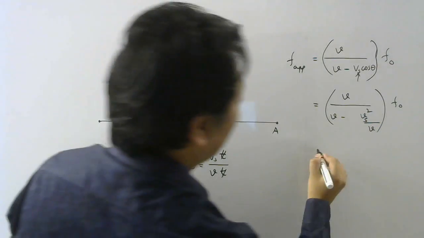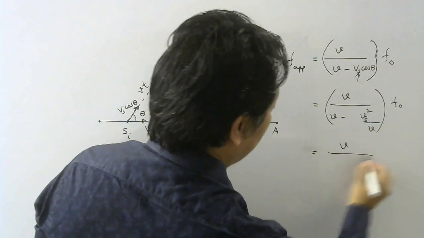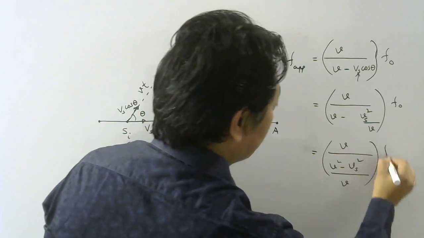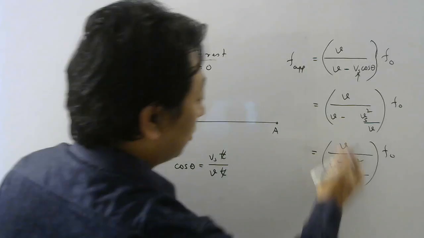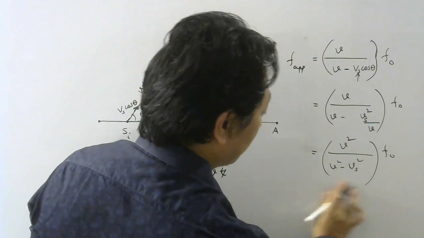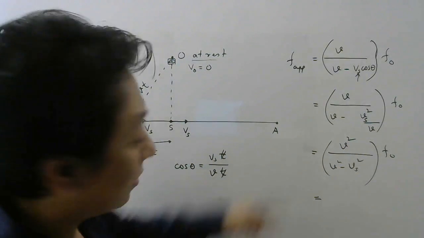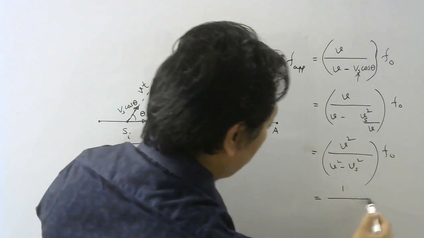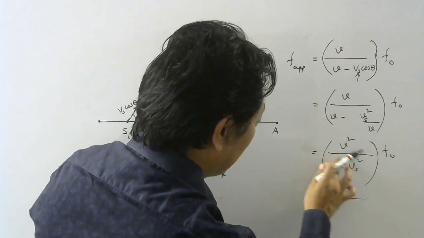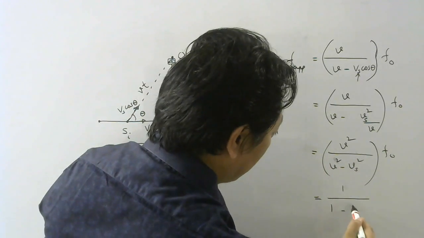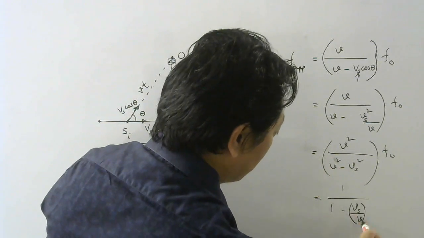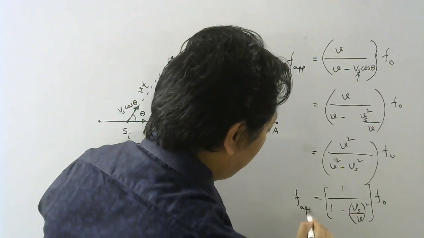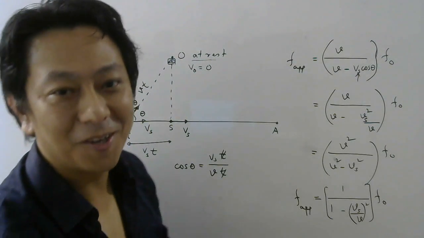Isn't it? Let's simplify this. Here, if I take LCM, this will be V, and this will be V square minus Vs square times f naught. And this V will go in the numerator, it will become V square. Now I can divide the numerator and denominator by V square. Dividing this by V square will give 1, dividing this by V square will give 1, and dividing this by V square will give you (Vs by V) whole square times the actual frequency f naught. And that's the formula to calculate the apparent frequency.